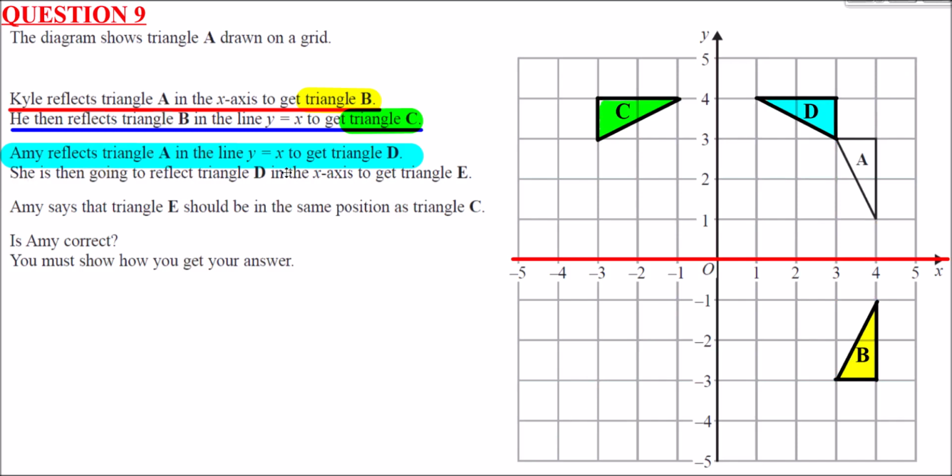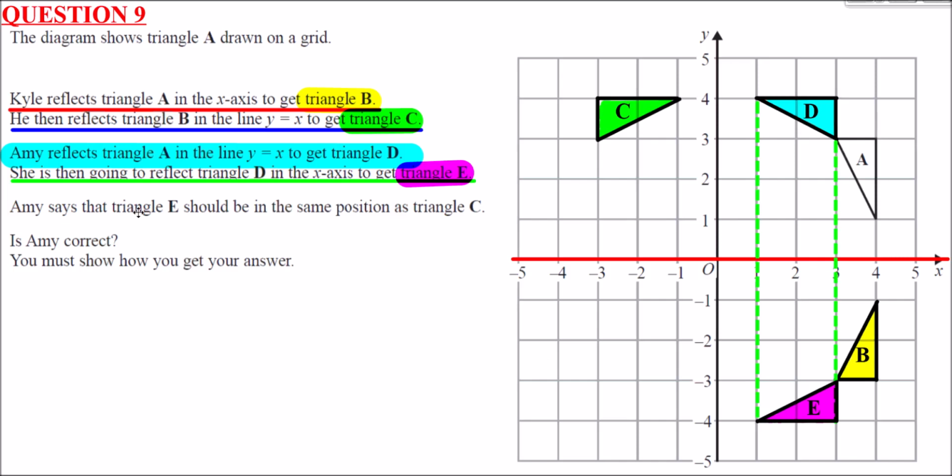She's going to reflect D in the x-axis to get triangle E. So the final thing is, this D, it's 4 squares up and away from x. Once it's reflected in the x-axis, it'll be 4 squares below and flip the other way around the other side of the x-axis. So it'll be reflected using these green dotted lines. It'll end up down here to be triangle E. So triangle E goes here.